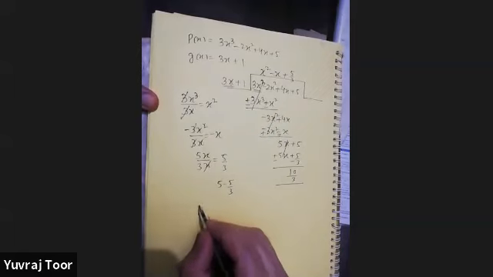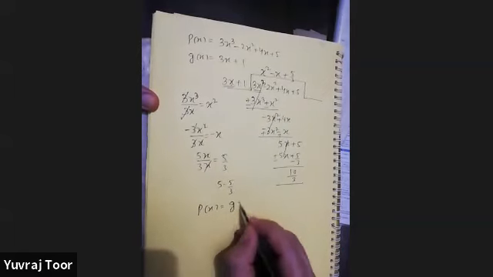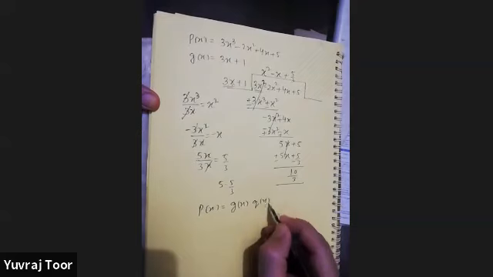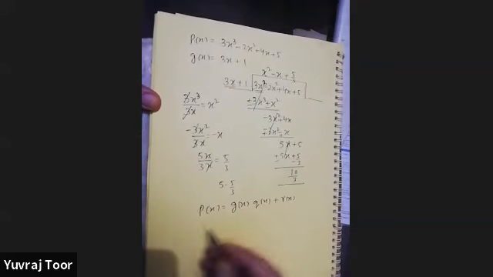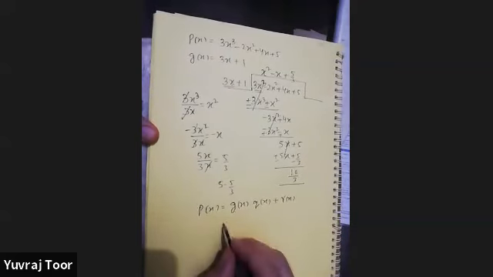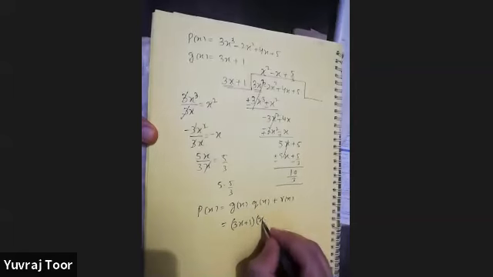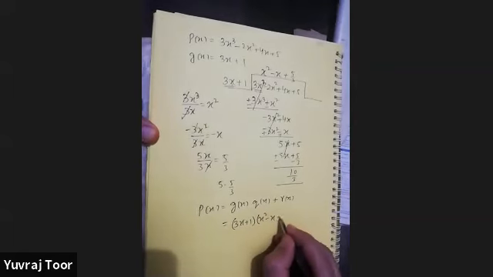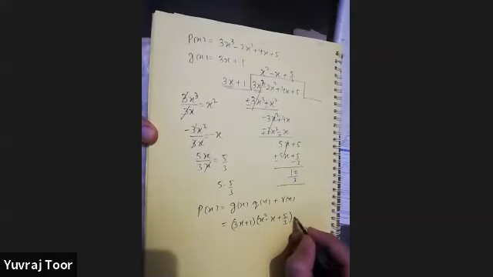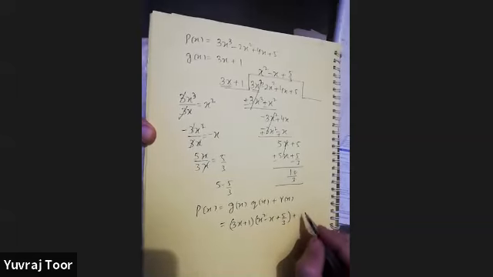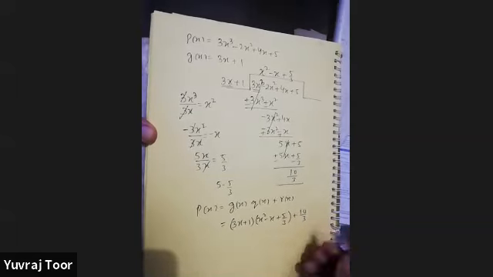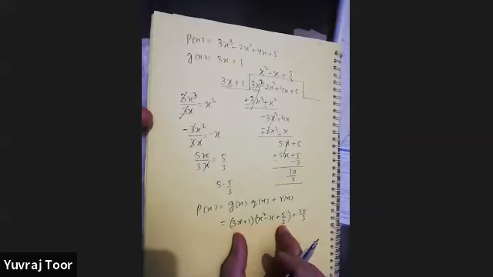Let's put the expression px equals gx into qx plus rx. This helps you to verify also. What is gx? Gx is 3x plus 1. What is qx? It is x square minus x plus 5 by 3. And finally, rx is 10 by 3. So if you take the product and add this, you should get this value.